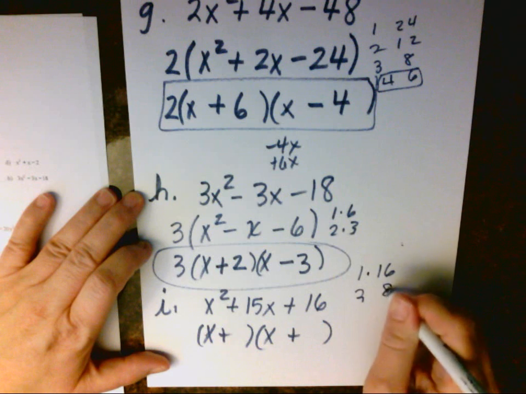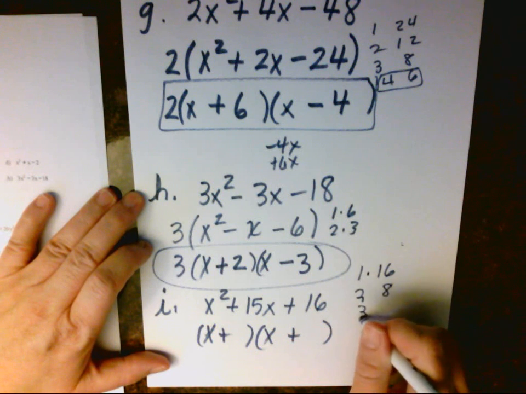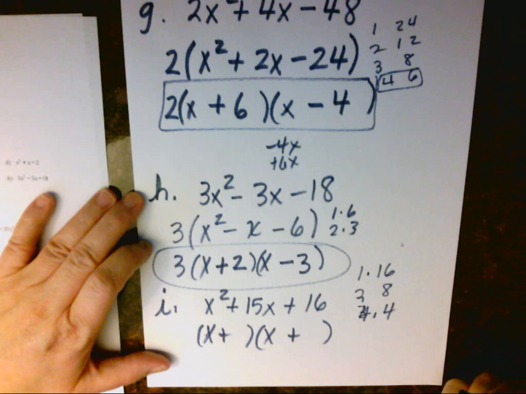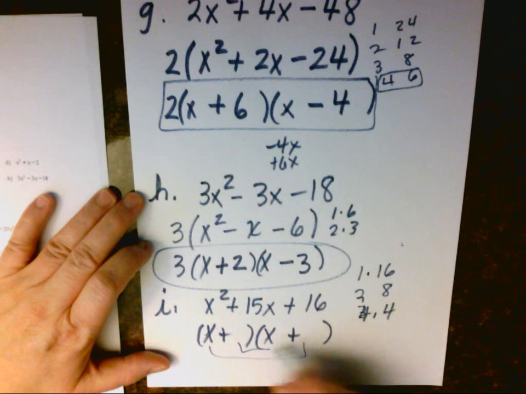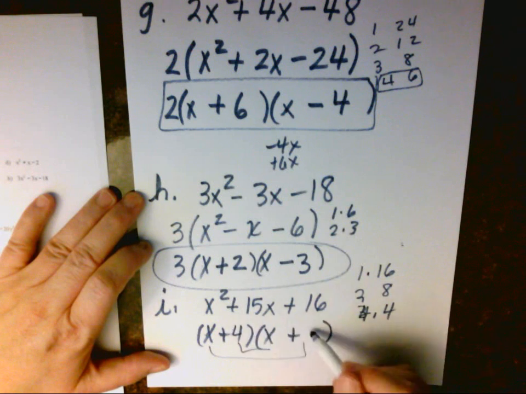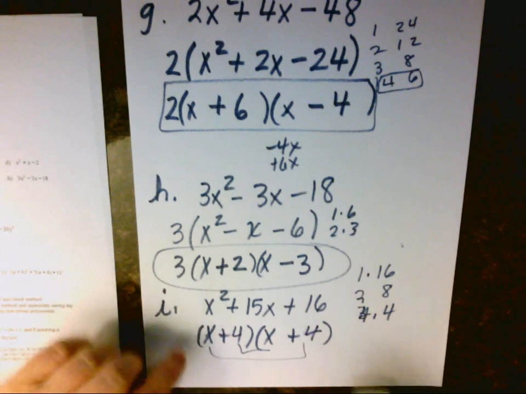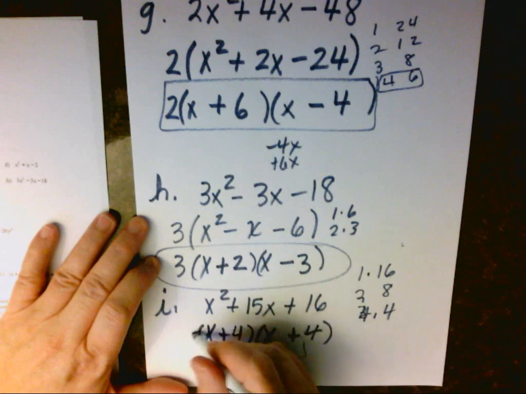2 times 8, or 4 times 4. Since these are positive, when I go to do my middle term, I'm going to be adding these numbers. If I put a 4 and a 4, that would give me an 8x in the middle. That's no good.